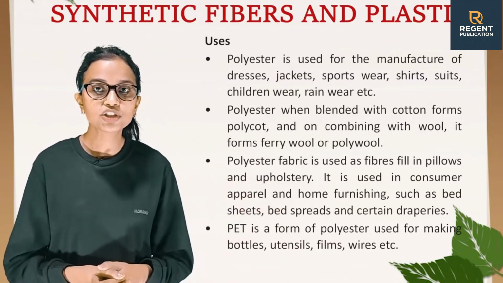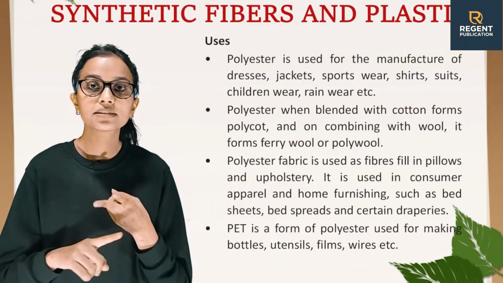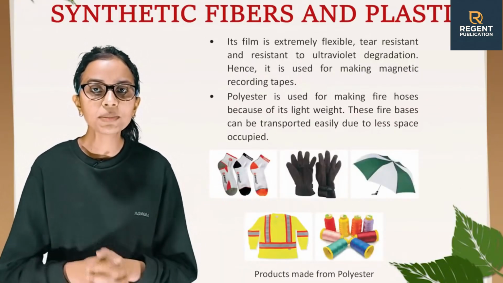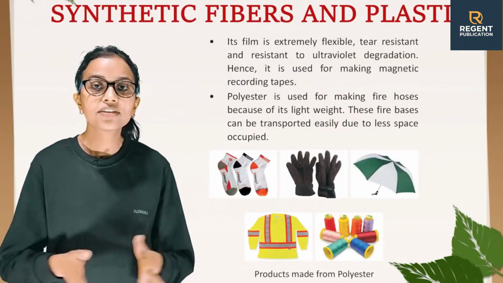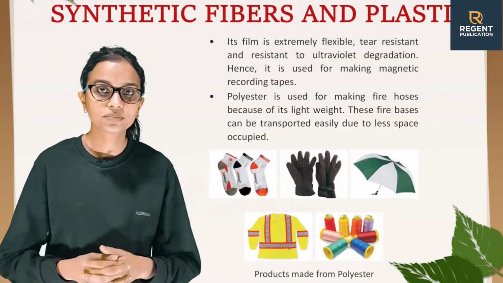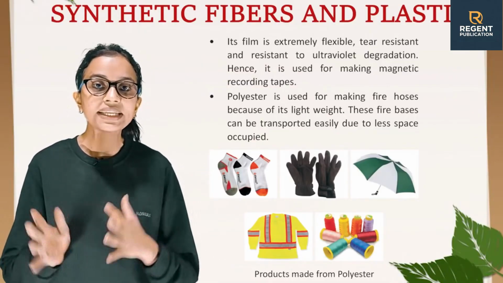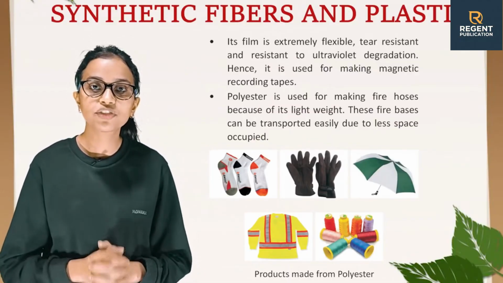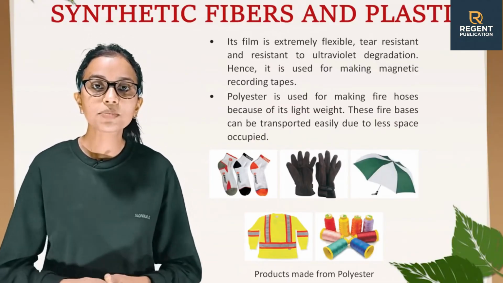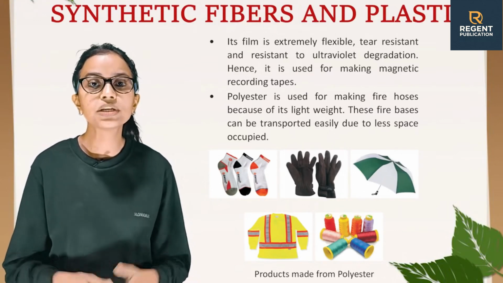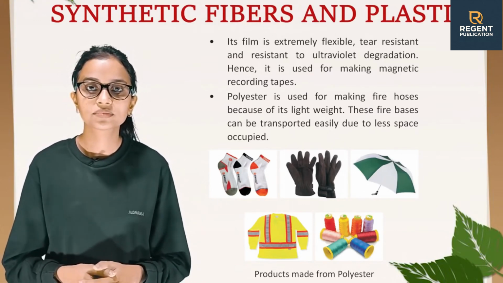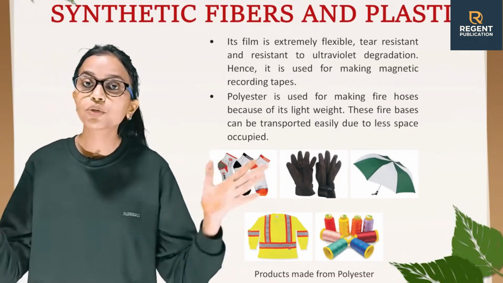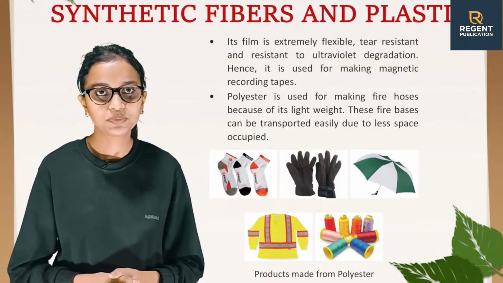PET is a form of polyester used for making bottles, utensils, films, wires, etc. Its film is extremely flexible, tear resistant and resistant to ultraviolet degradation. Hence, it is used for making magnetic recording tapes. Polyester is used for making fire hoses because of its light weight. These fire hoses can be transported easily due to less space occupied. So children, these are the pictures of the products that are made from polyester.